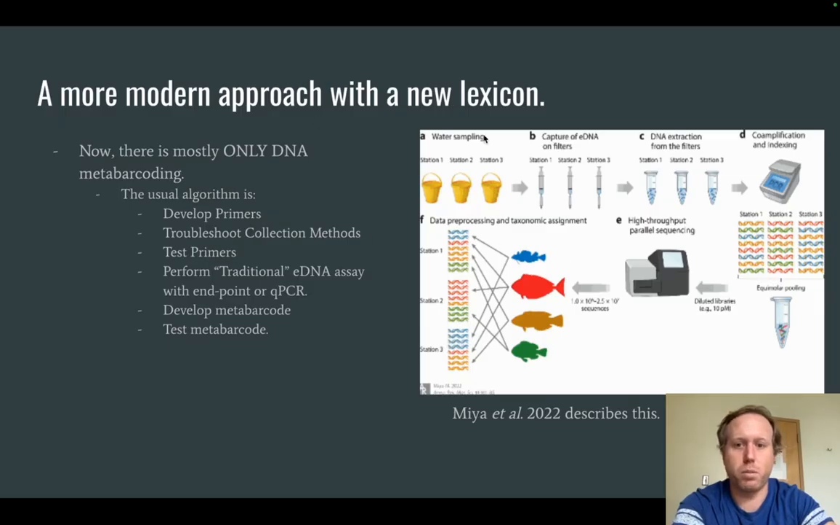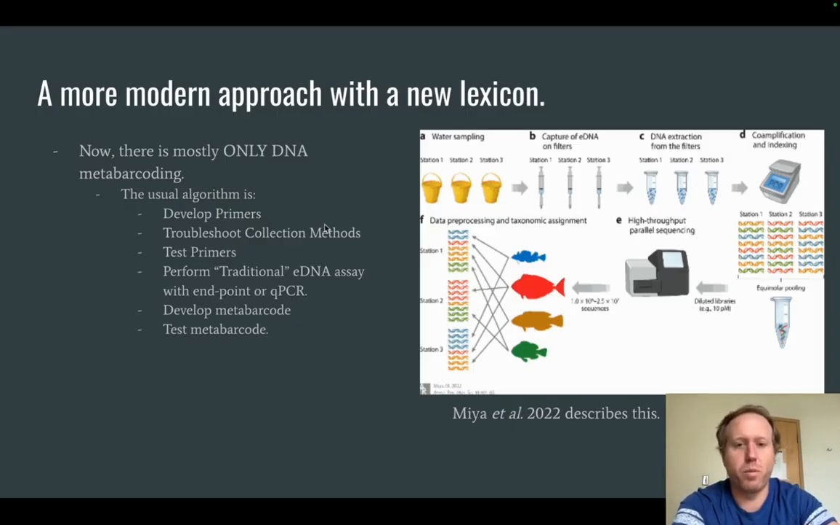So you're water sampling, capturing eDNA on filters, extracting DNA from the filters, and co-amplifying and indexing with barcodes the different DNA samples present at various stations. You're doing some equimolar pooling, high throughput parallel sequencing, and then using some sort of identifying tool to identify, based off universal primers, what's present in the community. There's a little bit more to it than that, which she's not explaining in this article.